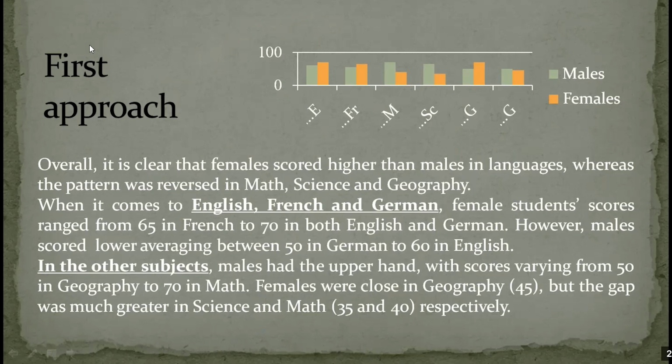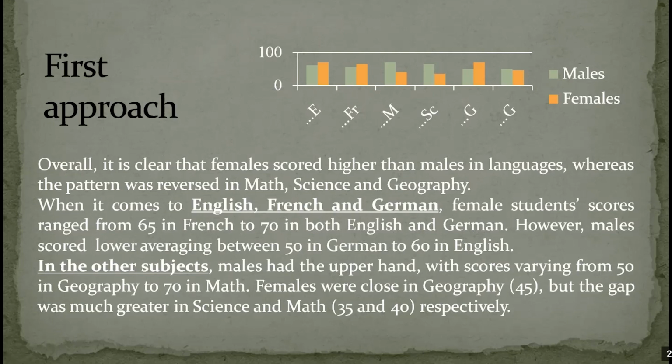Now, when you write your body paragraphs, first approach: overall, it's clear that females scored higher than males in languages, whereas the pattern was reversed in math, science, and geography. When it comes to English, French, and German, female student scores ranged from 65 in French to 70 in both English and German. Again, we're starting with the lowest and ending with the highest, or the opposite.